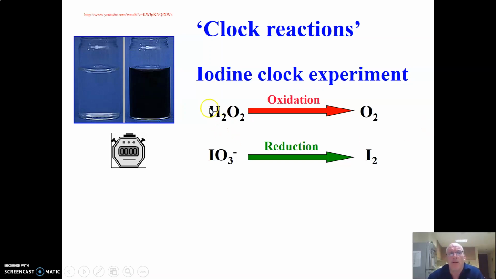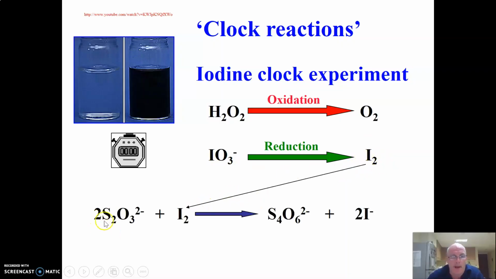In the iodine clock, you have peroxide, which is being oxidized to oxygen. You've got iodate being reduced to iodine. And the iodine is then quickly mopped up by thiosulfate, which is also in the mixture, and it goes back to iodide.